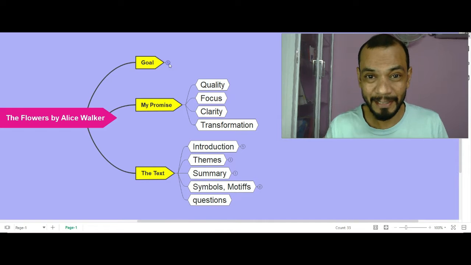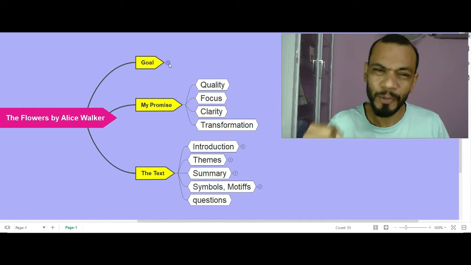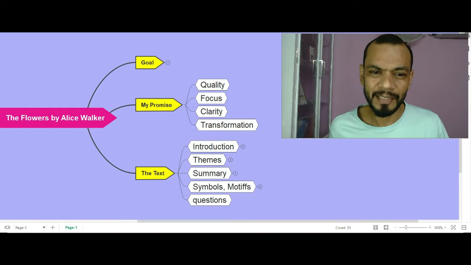And finally, expect a transformation. That is, by learning and understanding in English, you will be able to write it well. Are you ready? Let's jump in.